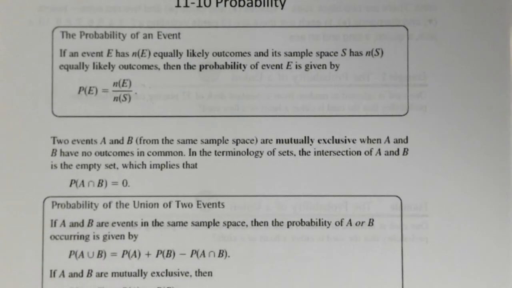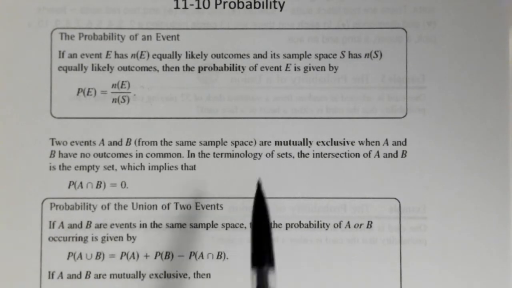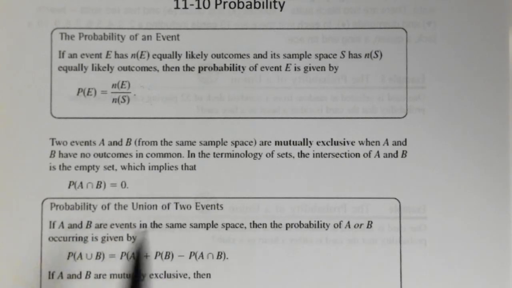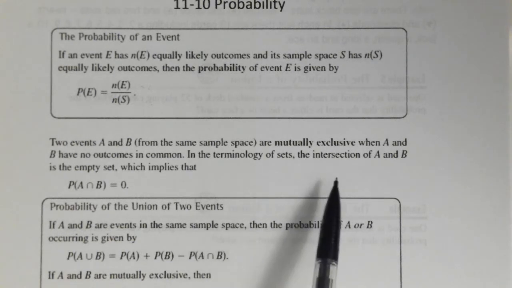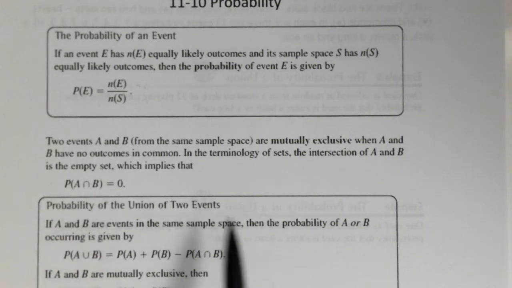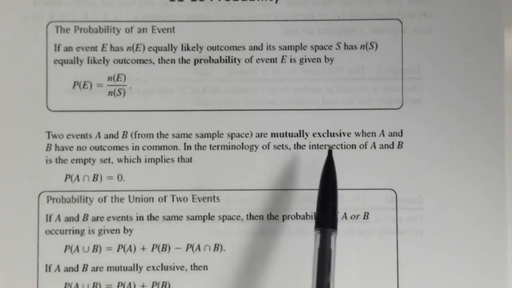All right, so the next thing that we talk about is this idea of mutually exclusive. If you have two events, A and B, from the same sample space, those two events are mutually exclusive when A and B have no outcomes in common. In other words, no common outcomes. If you're talking about set notation, this is the intersection of A and B being the empty set, meaning that they have nothing in common. They have no elements in common. So if they don't have any elements in common, then that is known as mutually exclusive.